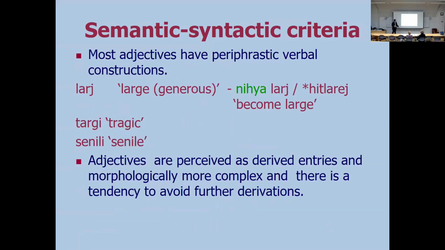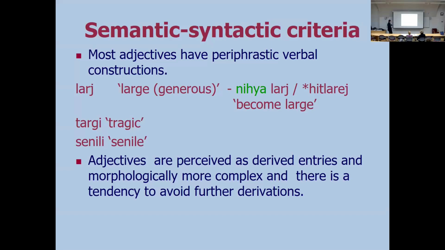Now, most adjectives have periphrastic verbal constructions and no morphologically derived counterparts. So, for example, the loan adjective large, in the sense of a generous person, we have hiya large, to become large, but not something like hitlarej, which could have potentially existed. And the same for tragi, tragic, and senili, senile. Okay, these are all possible in periphrastic constructions, but they do not have verbal counterparts.